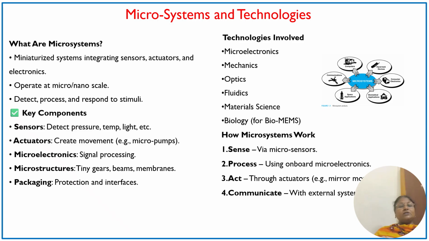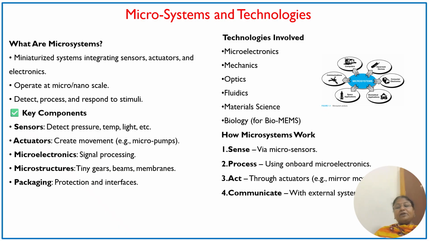The key component used is a sensor. We know the difference between a microsensor and a microactuator. A microsensor detects some parameters, maybe a pressure sensor detecting pressure, then temperature, light, etc. A lot of parameters you can analyze. If it is an actuator, particularly, an actuator is going to have some movement. For example, micro pumps and micro valves. All these can be taken as examples.